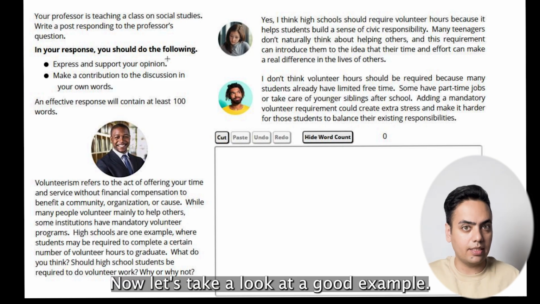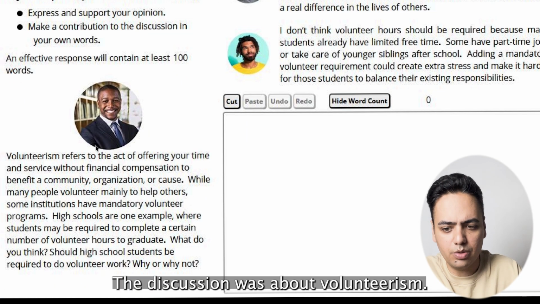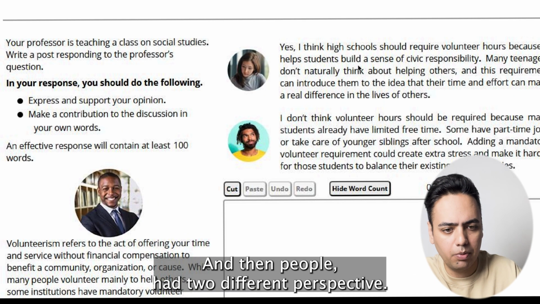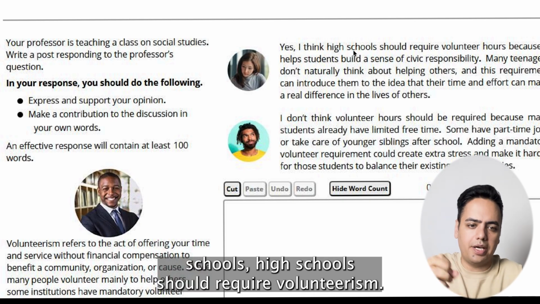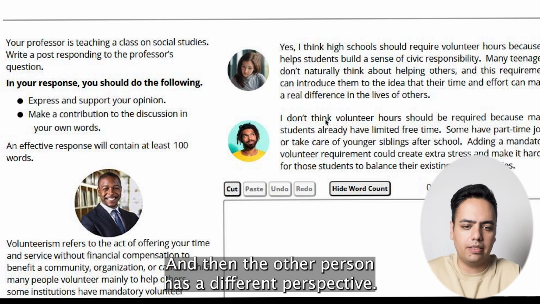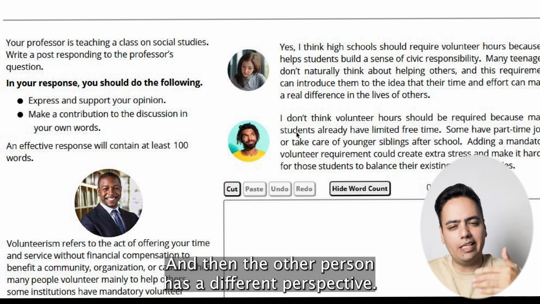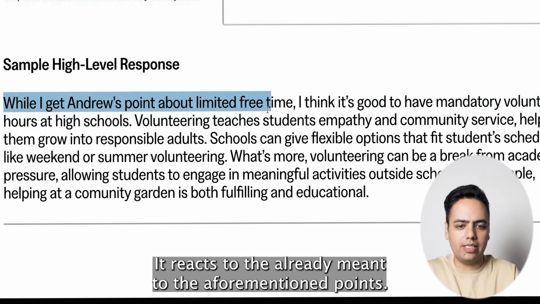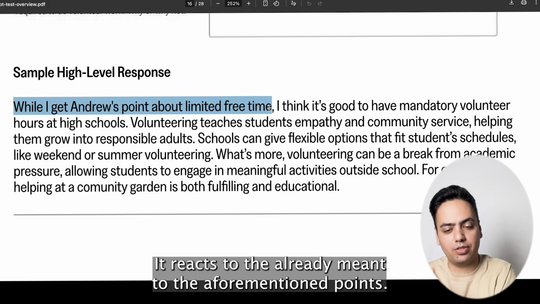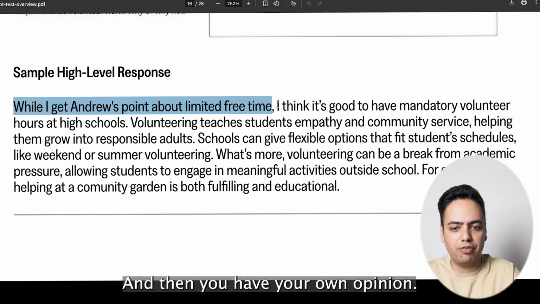Now let's take a look at a good example. The discussion was about volunteerism, and then people had two different perspectives. One of them agreed that high schools should require volunteerism, and then the other person has a different perspective. A good response looks like this. It reacts to the aforementioned points, and then you have your own opinion.